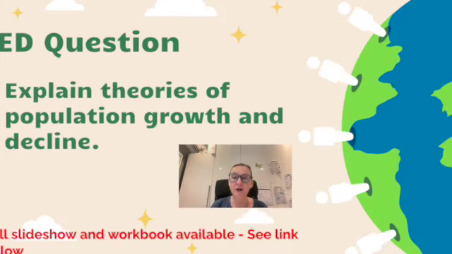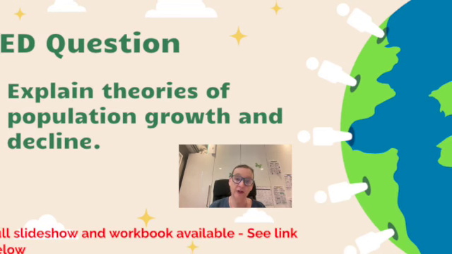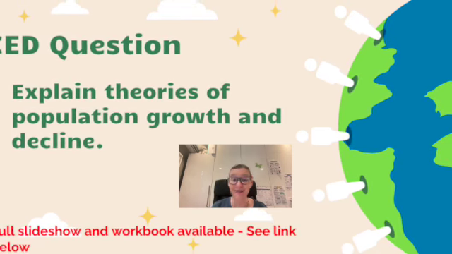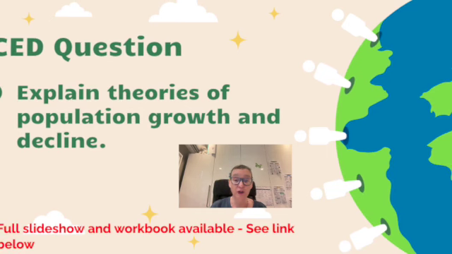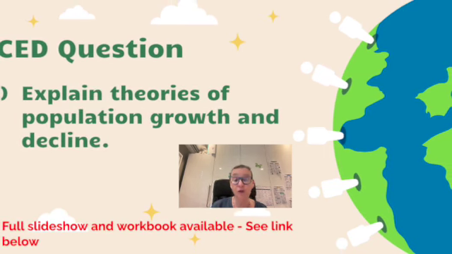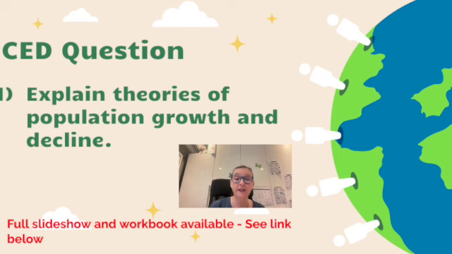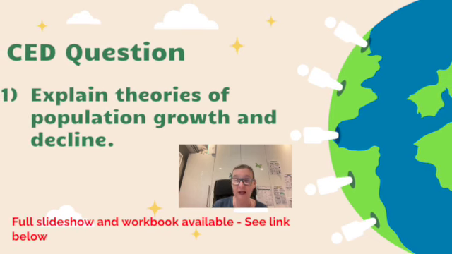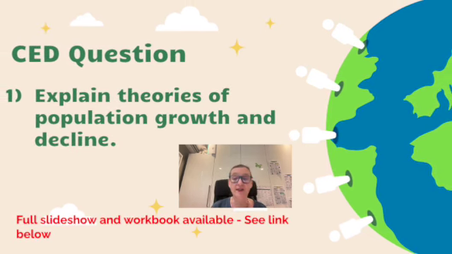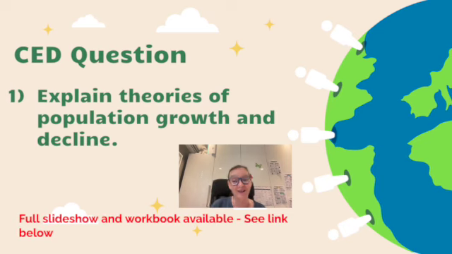So in this video, I'm going to tell you all the essential knowledge that you need to know according to the College Board CED book, what you need to know for 2.5. And the CED question we're going to look at today is explain theories of population growth and decline. So we're going to go through all those details so you're prepared for a Unit 2 test or the final AP exam.